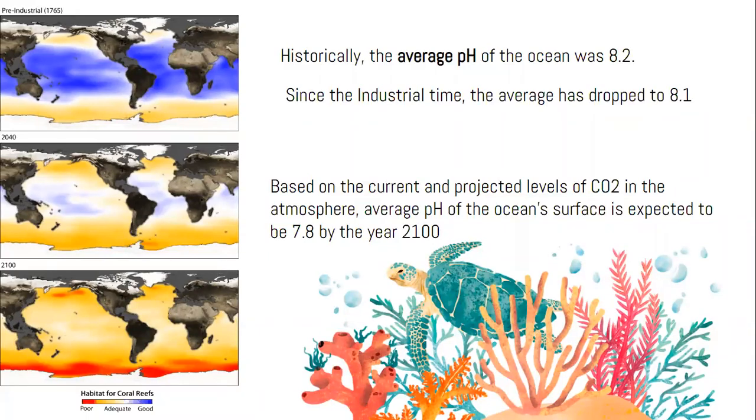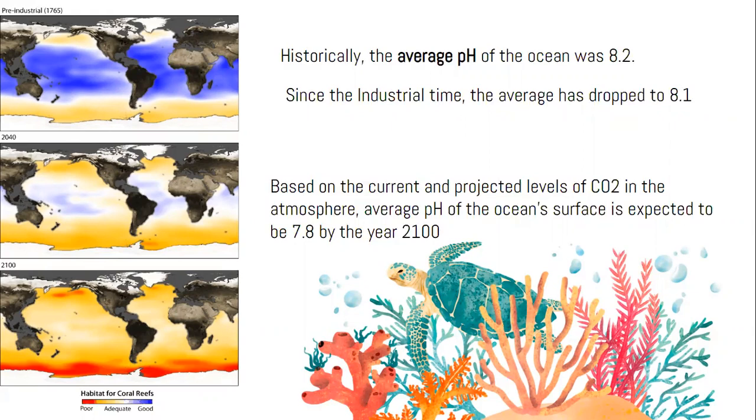Now, historically, the average pH of the ocean was 8.2. And so since the industrial time, the average has dropped only 0.1, but remember that's quite a bit in terms of the pH scale. And so based on the current and projected levels of carbon dioxide in the atmosphere, the average pH of the ocean's surface is expected to be as low as 7.8 by the year 2100.